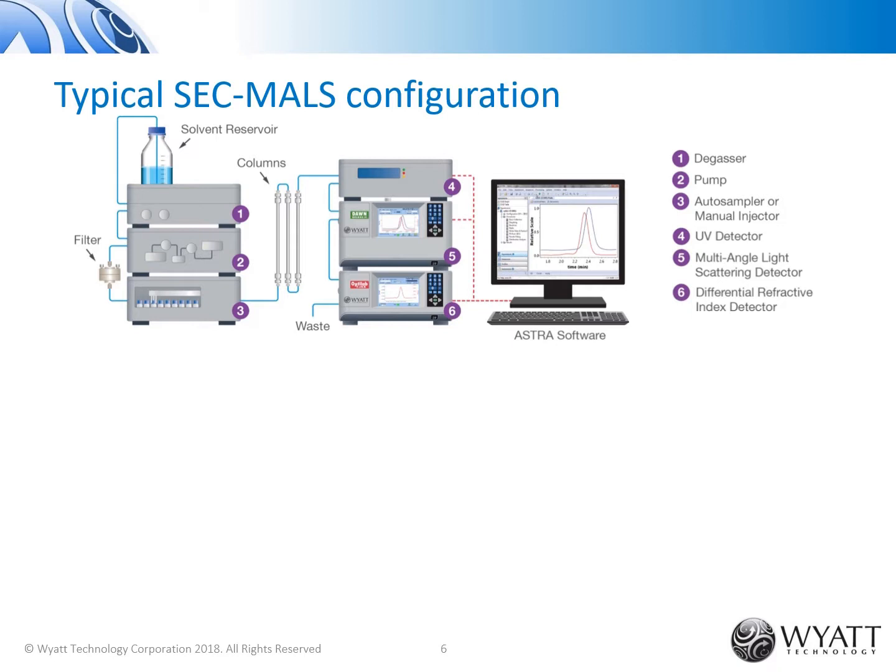In my first case study, I'll show you how MALS is incorporated into a standard size-exclusion chromatograph. So here we have a typical configuration with an HPLC or UHPLC and the appropriate columns. The effluent is flowing into a UV detector, our multi-angle light scattering detector, and a refractive index detector. The UV and the RI detectors are what's going to provide the concentration measurement. The MALS intensity then goes with those two concentration measurements to give us a molar mass.